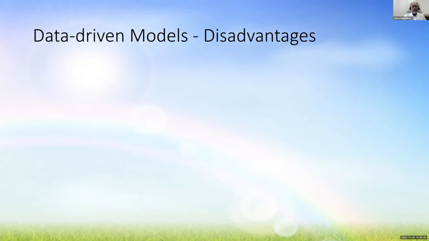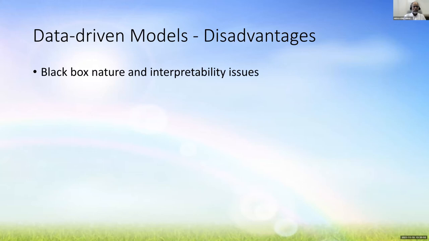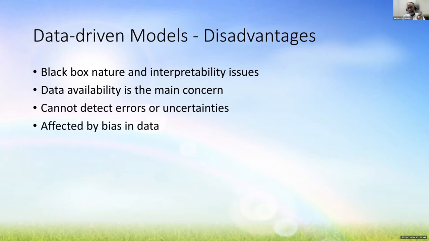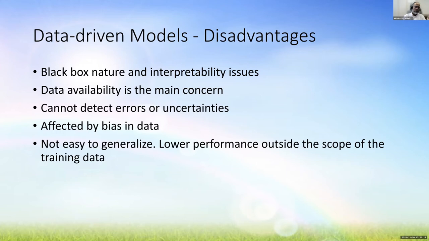But there are disadvantages of data-driven models also. The biggest disadvantage is that it is black box in nature, and therefore we have interpretability issues. Data availability is the main concern. And you cannot detect errors or uncertainties, okay? And it is affected by bias in the data. If your data itself is not representative of the physical phenomenon, then you will have the bias there also.